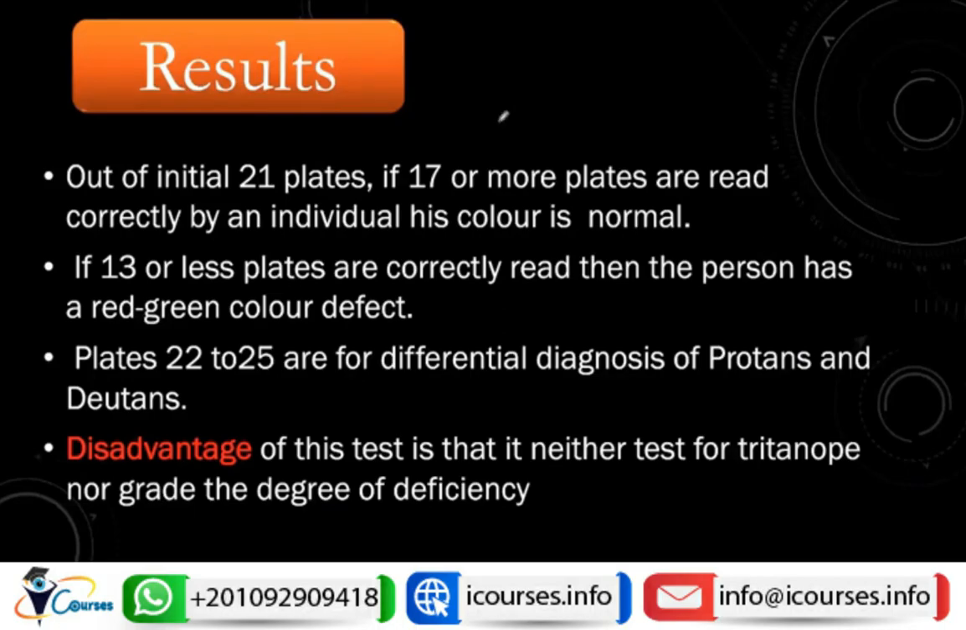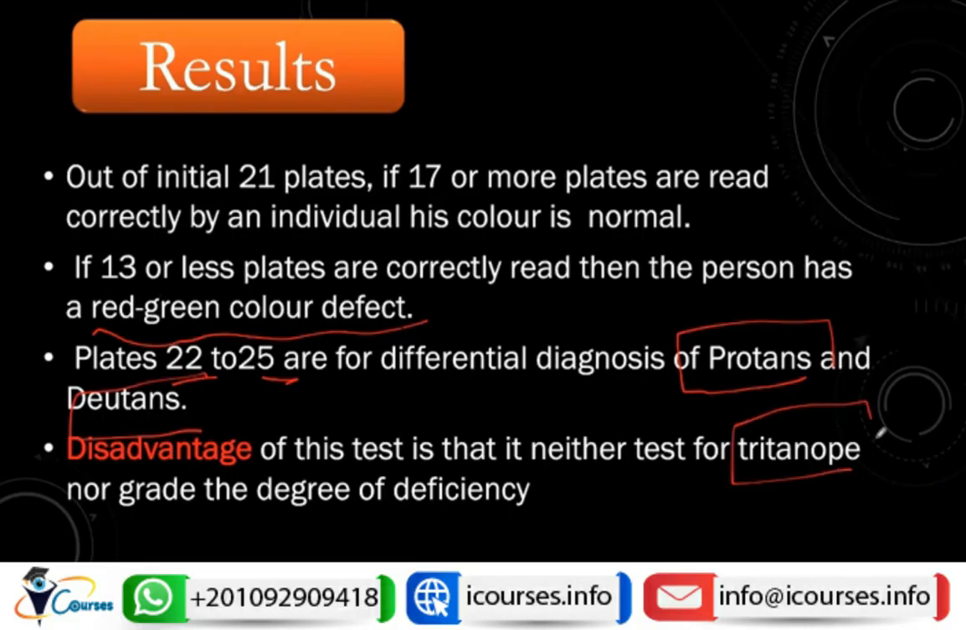As for the results, if the patient sees most of the plates, then he is normal. If 13 or fewer are correctly read, then the patient has red-green color blindness. Plates 22 to 25 are used for detection of protanopia and deuteranopia. The main disadvantage is that it cannot diagnose tritanopia, and it doesn't grade the degree of deficiency, so it cannot say how much color deficiency the patient has.